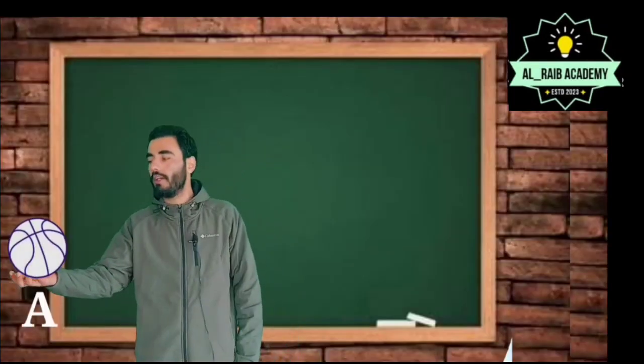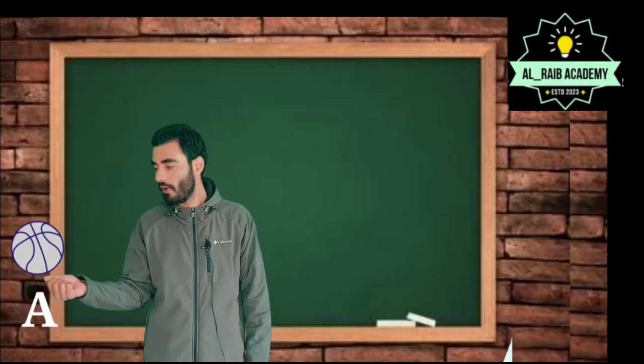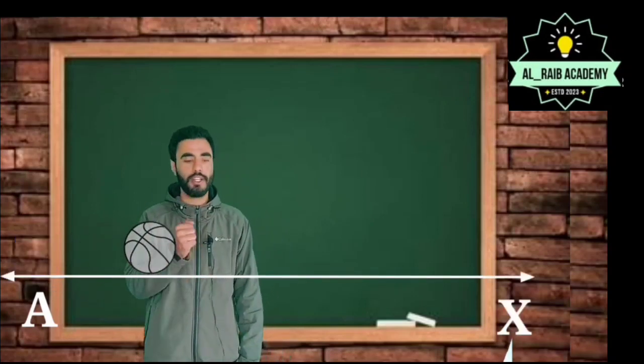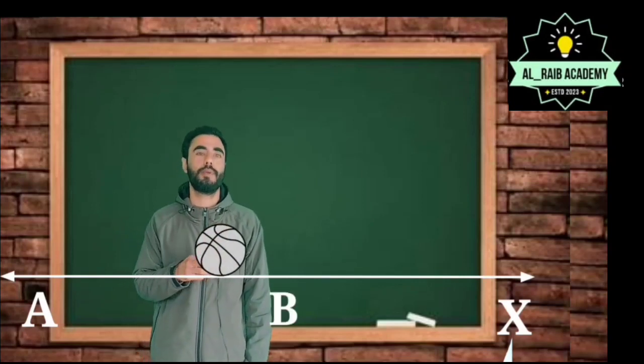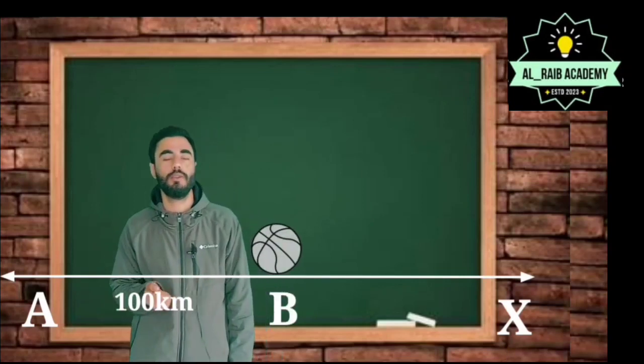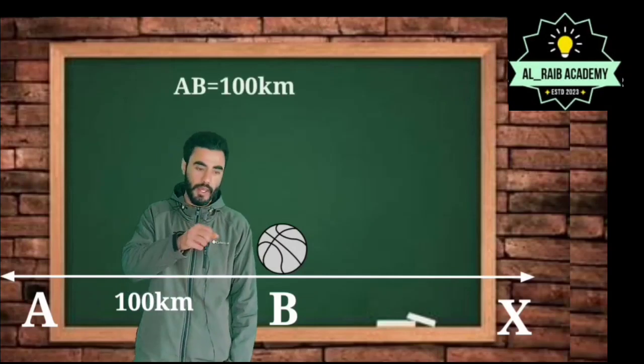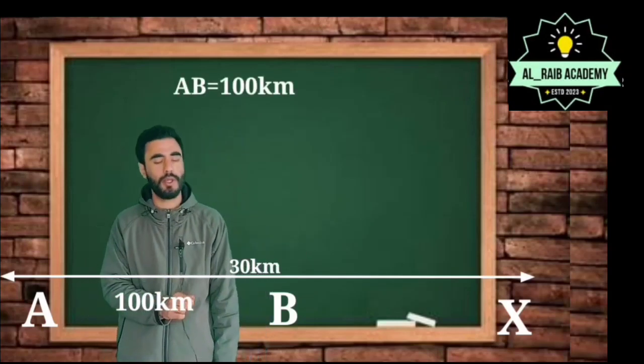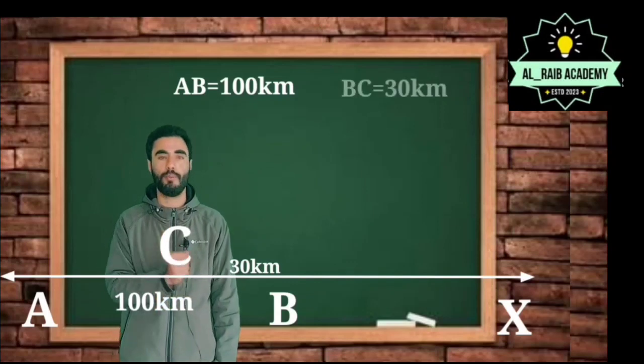Say here is an object at position A, traveling in a straight line along an axis. The object reaches a point B after some time t. Say it traveled a distance of 100 km. Then on retracing its path, the object travels a distance of 30 km and reaches the point C.